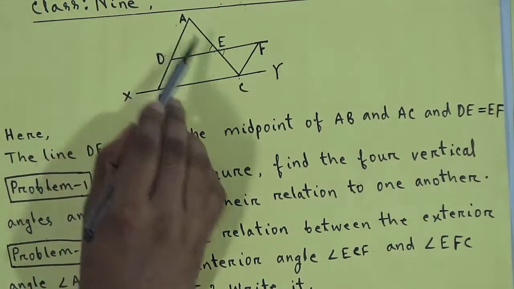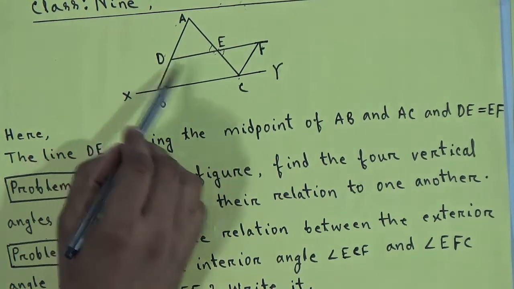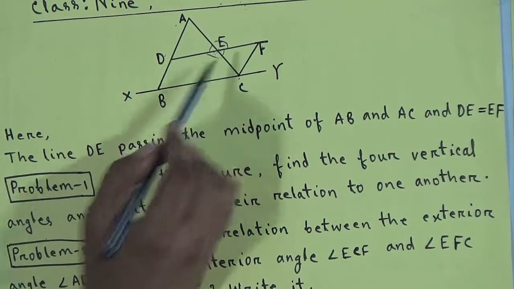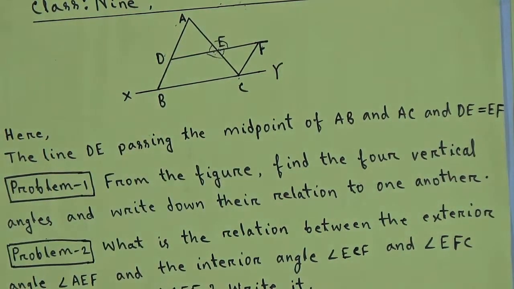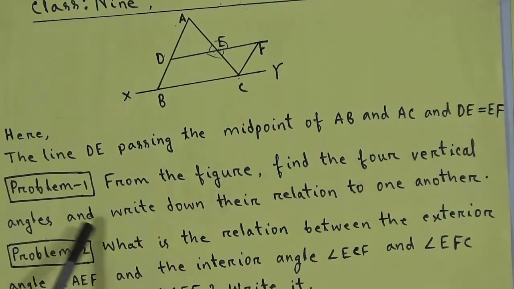Again, AEF is the vertically opposite angle of CED. That means this angle and this angle are vertically opposite to each other. Here the question is, from the figure, find the four vertical angles and write down their relation to one another. Dear students, I have already said the names of the four vertical angles. Now we will establish the relationship between these four vertically opposite angles.